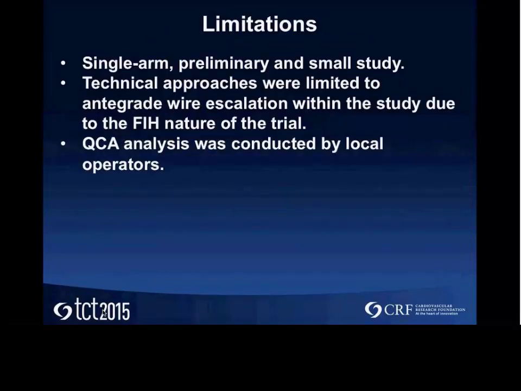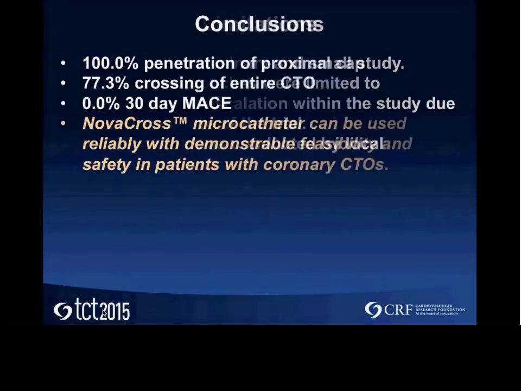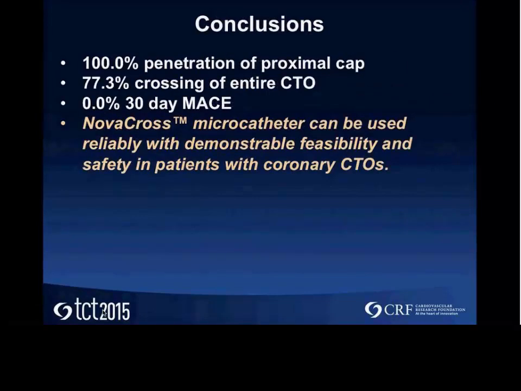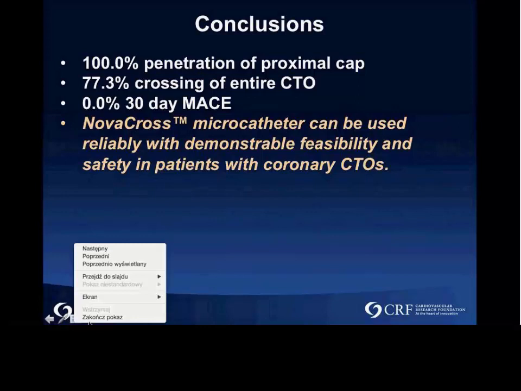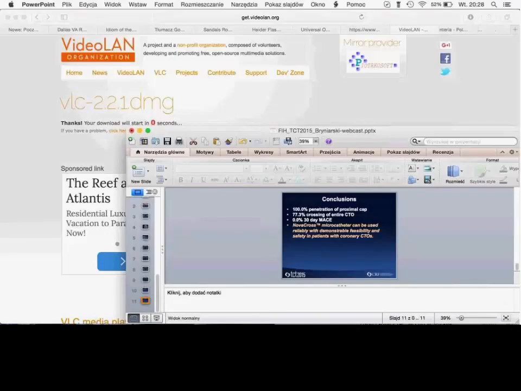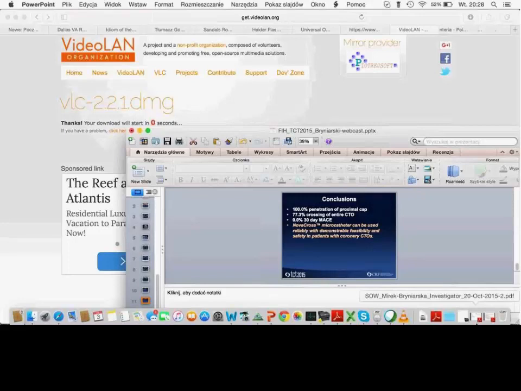And also, of course, there are some limitations of the study. This is preliminary and small, and the technical approach was limited only to anterograde wire escalation because of the first in human nature of the trial. QCA was analyzed by the local operators, but 100% penetration of the proximal cap was obtained, and 77% crossing of the entire CTO. So I think that this is a nice device.